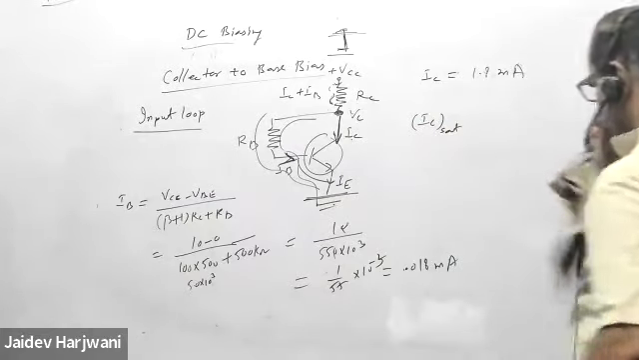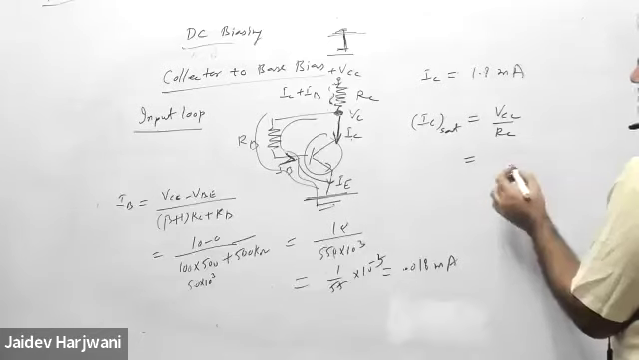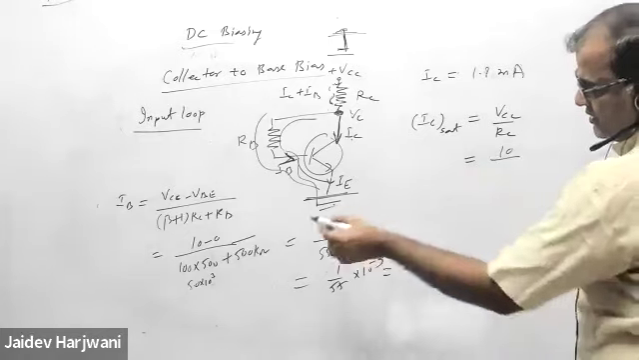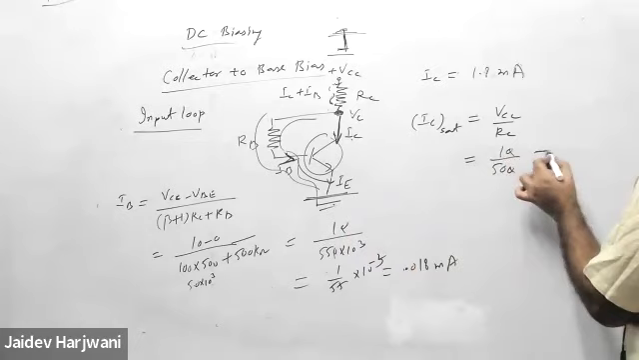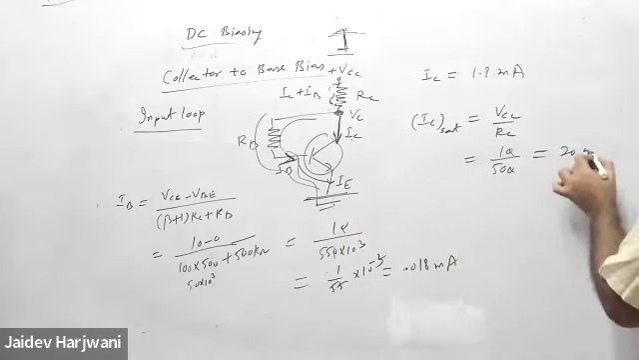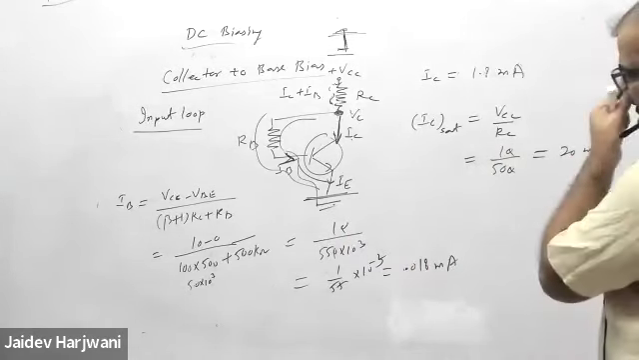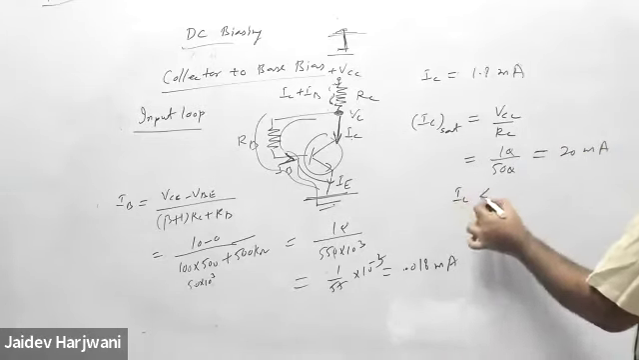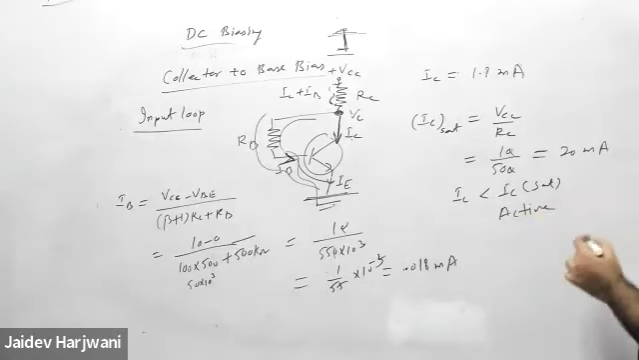IC saturation is your VCC upon RC. VCC is how much? 10. RC is how much? 500 ohm. Tell me how much is coming: 20 milliampere. So 20 milliampere. My IC is less than IC saturation, so the operation region is active.